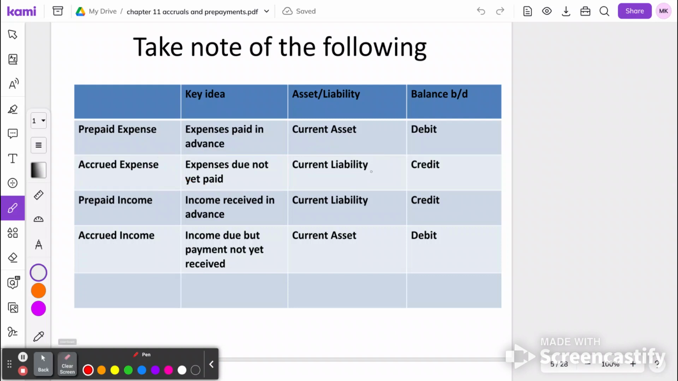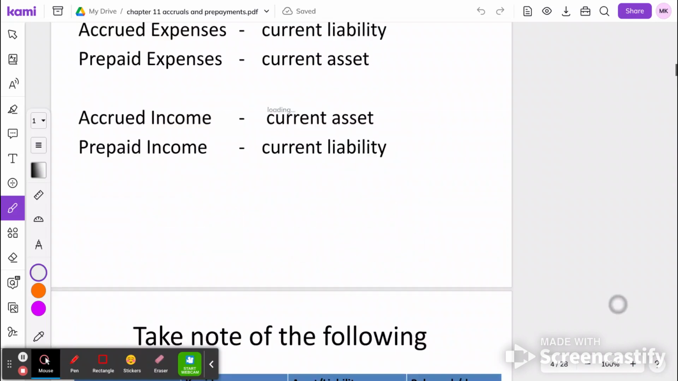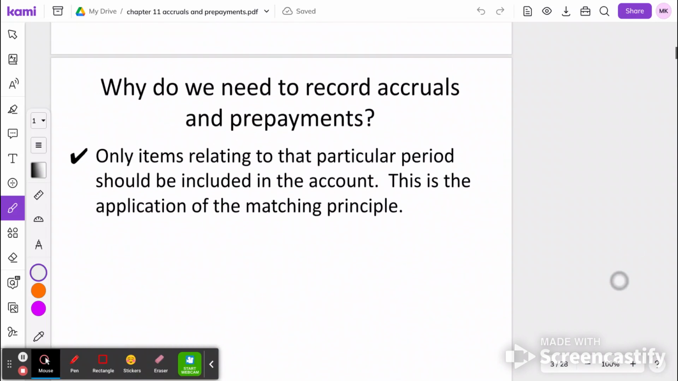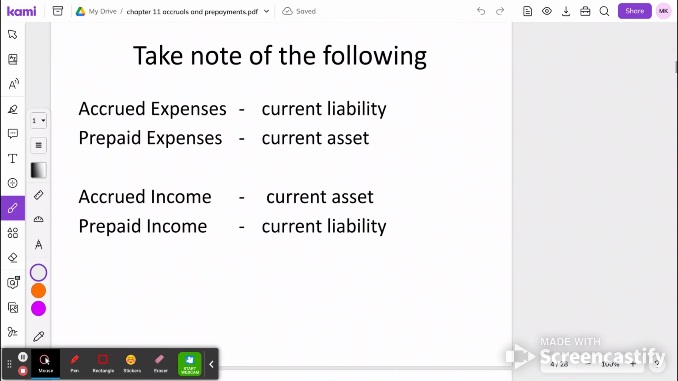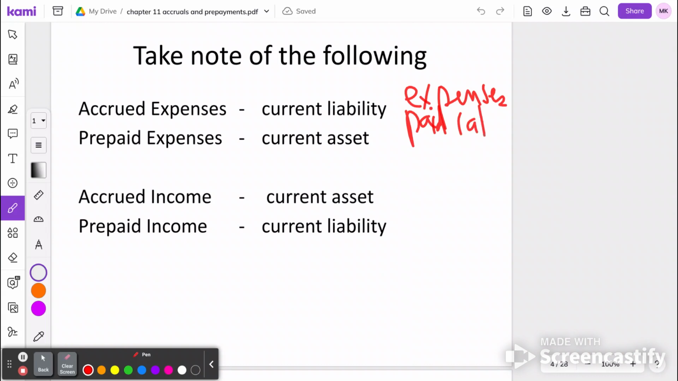Now, going back, we have to take note of the following. Accrued expenses, technically, what is the meaning of accrued expenses? It's just your expenses paid later. You're just late in paying it. That's why it becomes your liability.